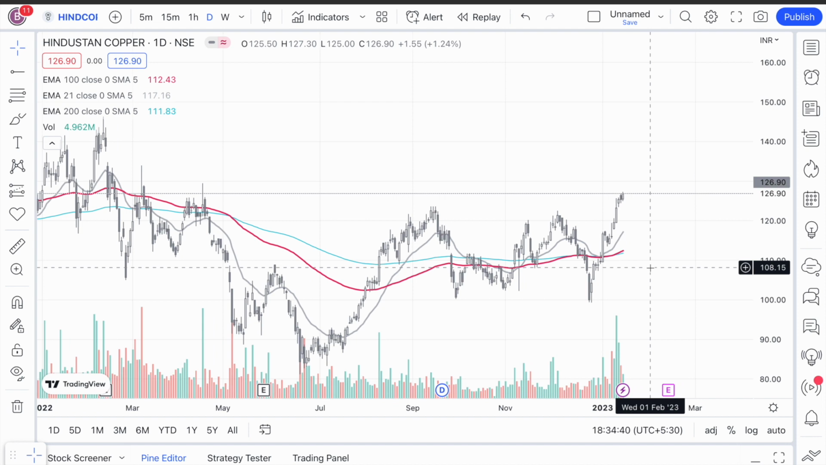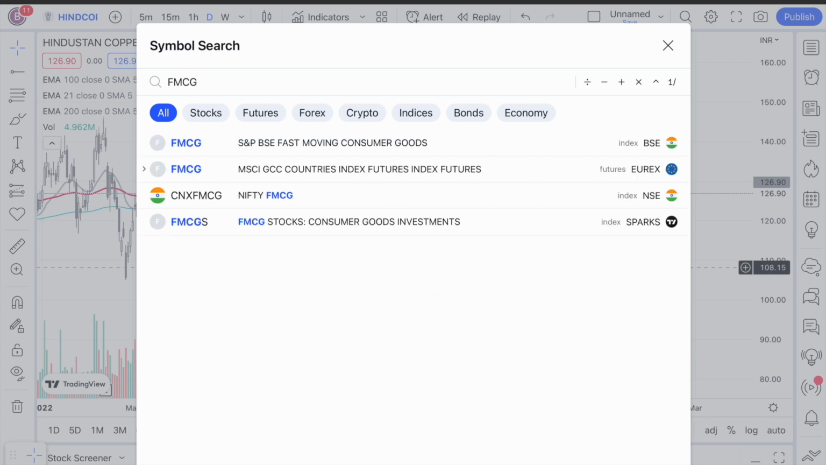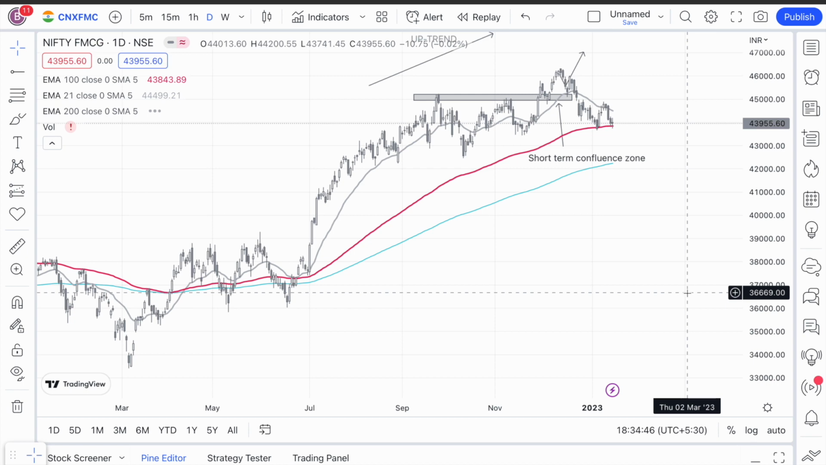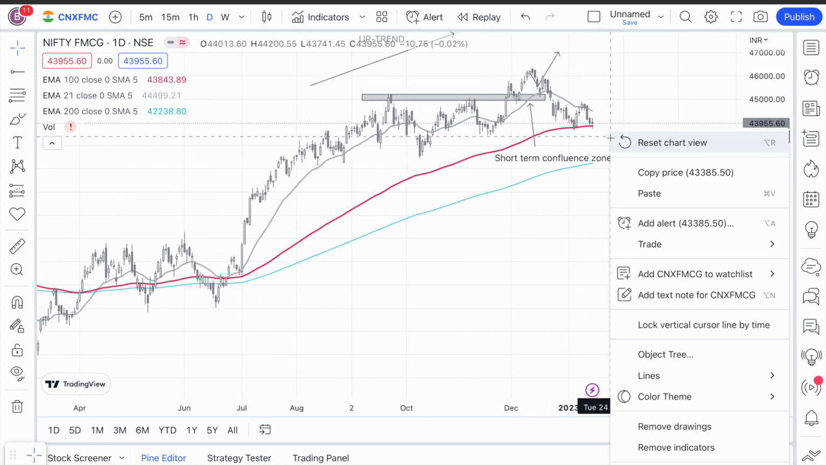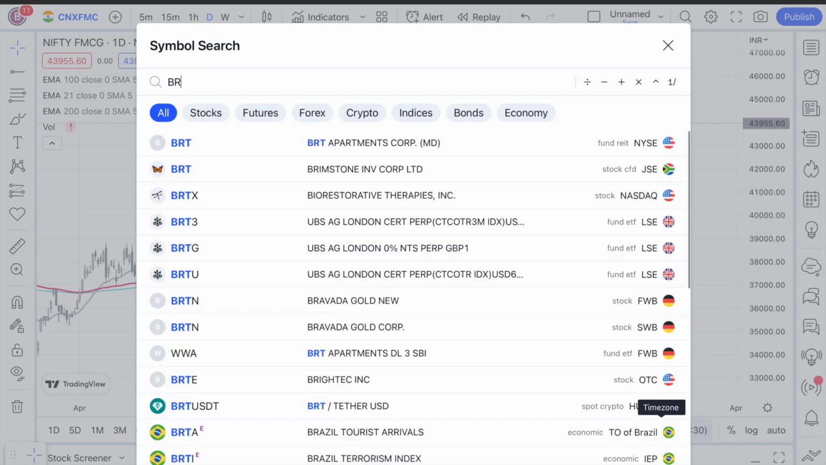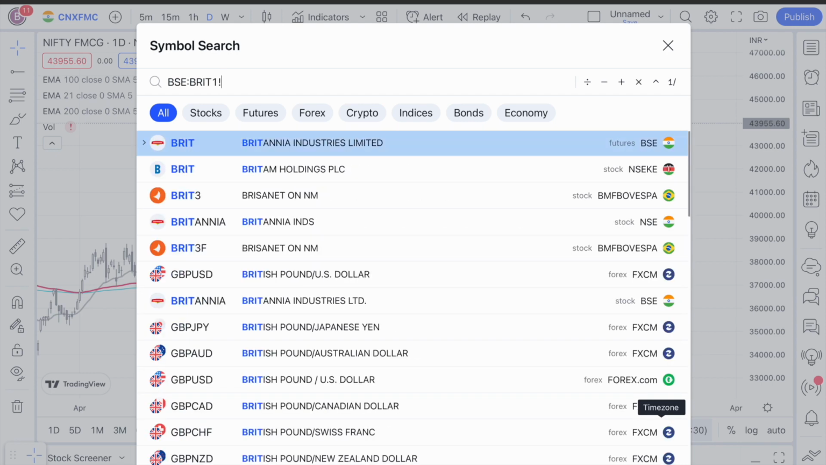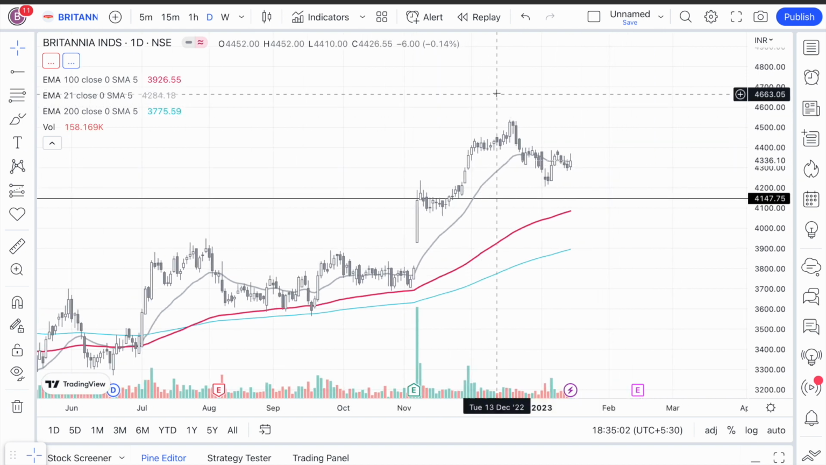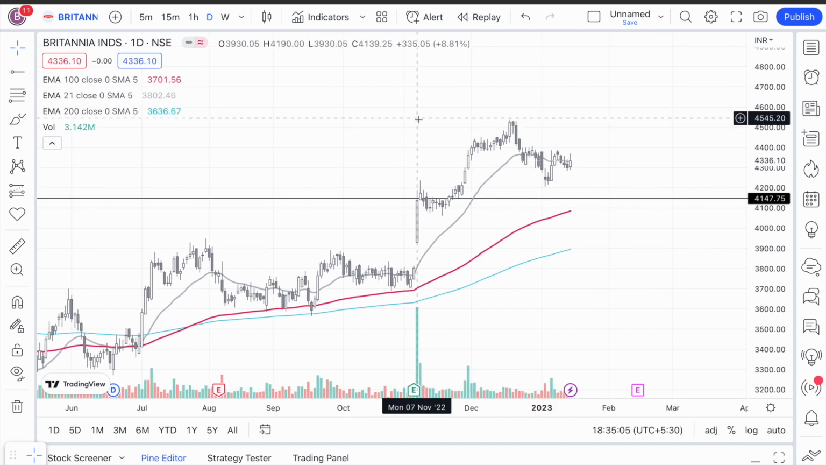If you also look at the FMCG stocks, FMCG is also probably doing decently well, although the chart does not reflect that. But stocks like Britannia have done quite well today. If I open the chart, you can see this is also looking decent enough, although it has given a decent pullback from the high.